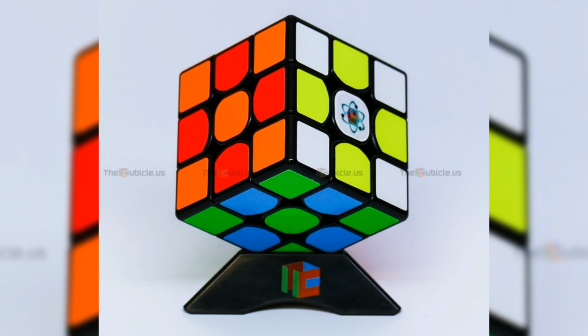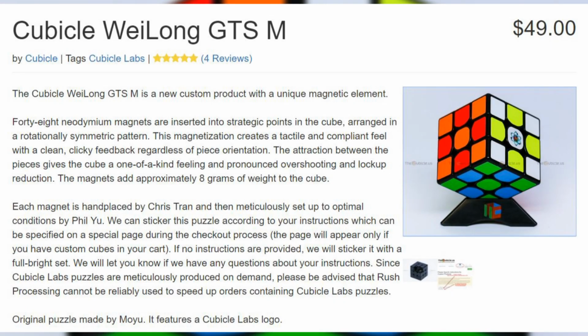So what I want to discuss is the cube itself, because the Weilong GTS M has hit a bit of controversy. So I'm going to read off a few things that I found about, I'm going to put it, doubts about whether or not this cube is worth it. So on the Cubicle's website, the Cubicle Weilong GTS M is $49, which you read that number and that sounds absolutely insane, like stupidly priced. It's a 3x3.